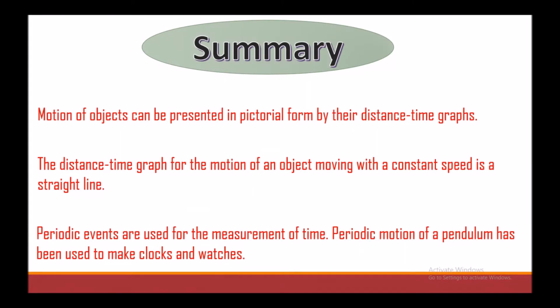Motion of objects can be presented in pictorial form by their distance-time graphs. The distance-time graph for the motion of an object moving with a constant speed is a straight line. Periodic events are used for the measurement of time. Periodic motion of a pendulum has been used to make clocks and watches.